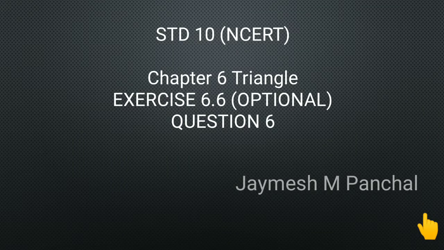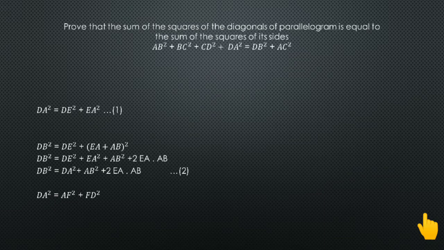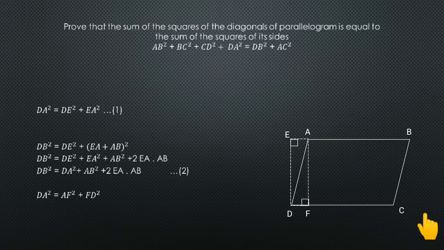Question 6. Question is, prove that the sum of the square of diagonals of a parallelogram is equal to the sum of the square of sides. That means we have to prove that in this parallelogram ABCD, the sum of its diagonals, AC square plus BD square, is equal to AB square plus BC square plus CD square plus AD square.